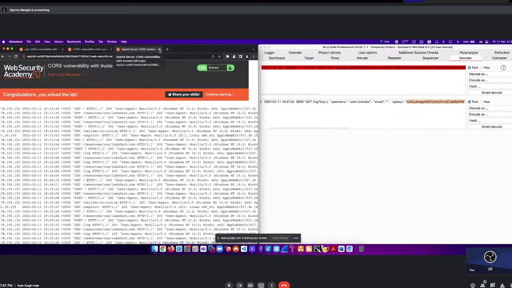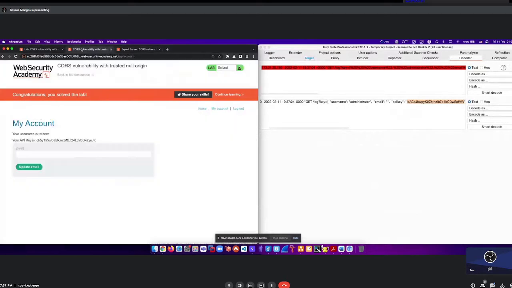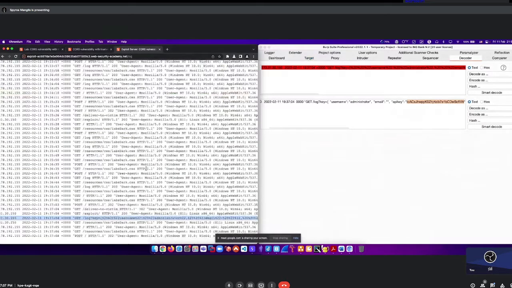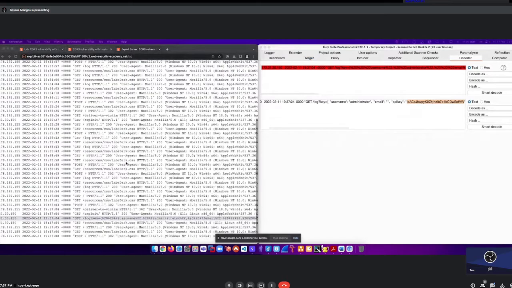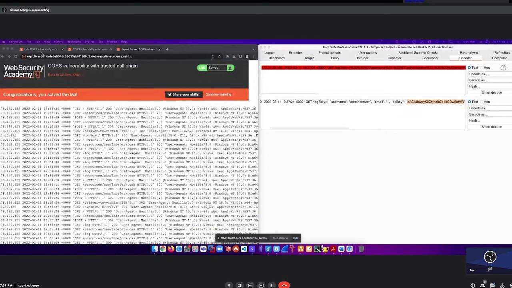Perfect. That was the way to solve the second lab. Pretty much the same story. The only difference was that this one was inside an iframe, inside a sandbox iframe. Okay. That was about CORS, right? I think the next topic is about XXE. So I'm going to stop sharing my screen, and we are going to continue with the slides.